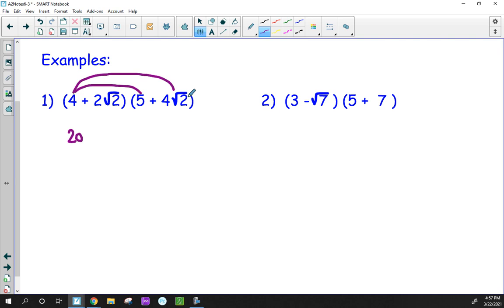Outside, notice this is just a number. This is a number with a radical, so you're going to do 4 times 4, and we're back to multiply mode. So remember, you can multiply anything together. 4 times 4 is 16, and when we're multiplying, if one does not have a radical, you're going to drop the radical beside it. So 16 radical 2. Next is 2 radical 2 times 5. 5 times 2 is 10. Then you'll drop your radical 2 down.